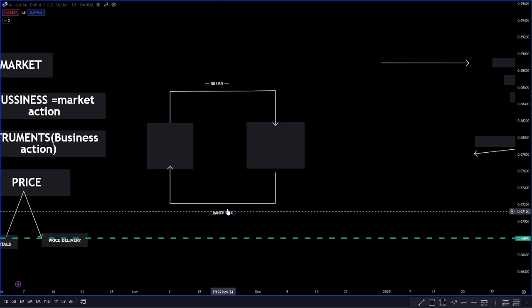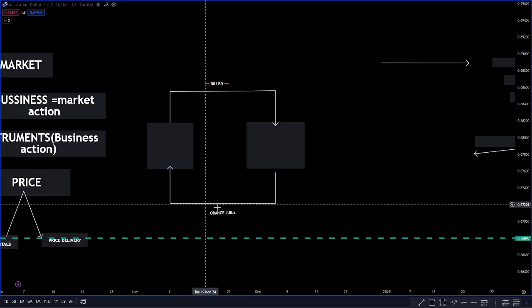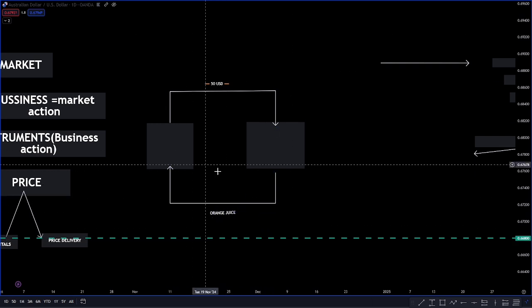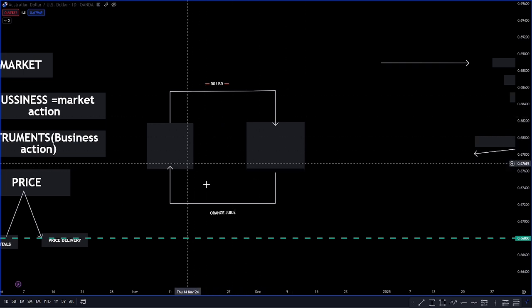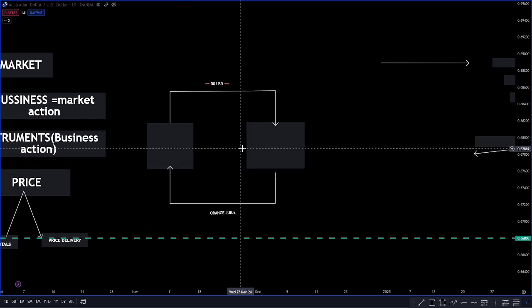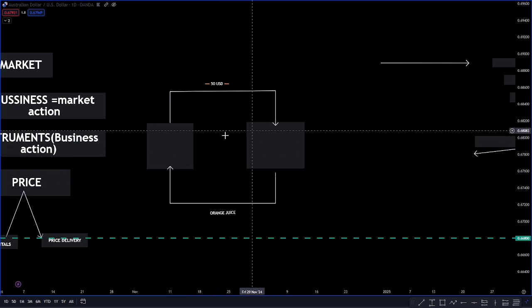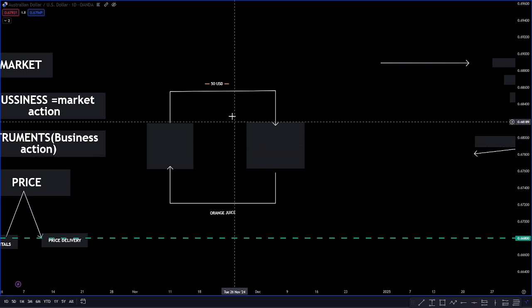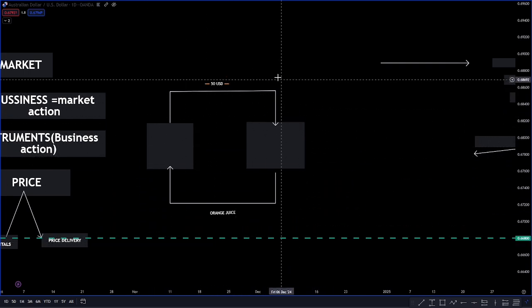But the reason why orange juice is going up is because somebody was buying orange juice. No, the market is not going to show you all these things. The forex market is not this detailed. The only thing you will know in this forex market is that this whole transaction happened.